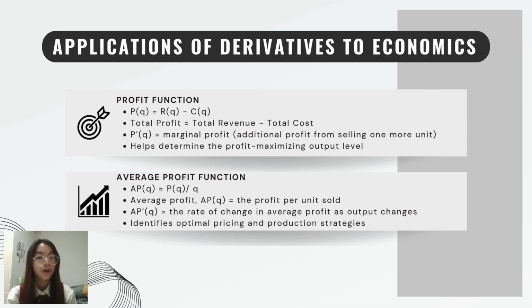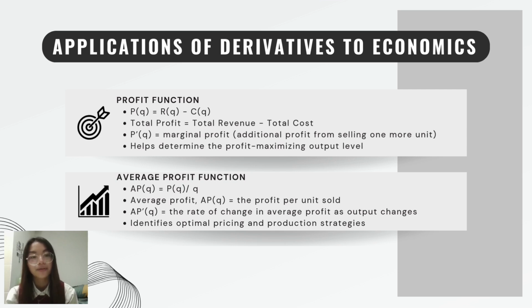Next, we have the profit function, and the formula for the profit function is the total profit is equal to the total revenue minus the total cost. And then the derivative of the profit function is the marginal profit, which is the additional profit from selling one more unit. And this helps determine the profit maximizing output level.